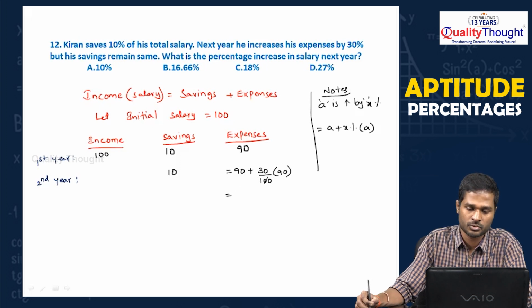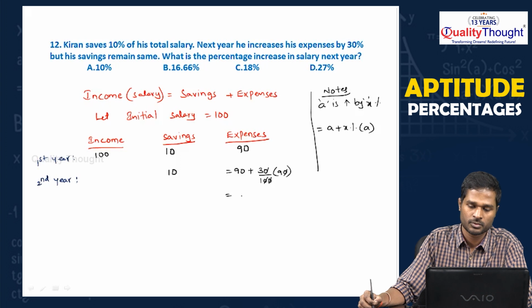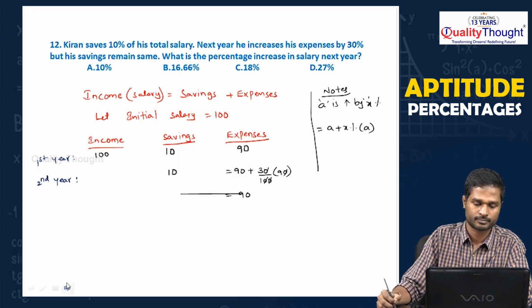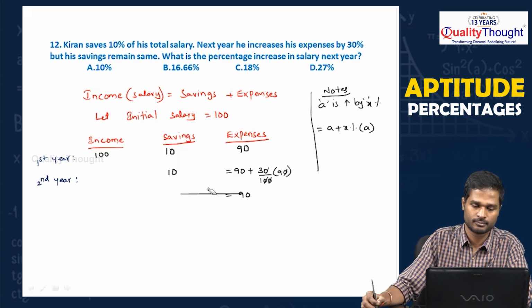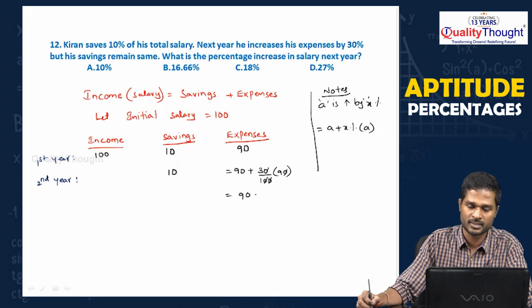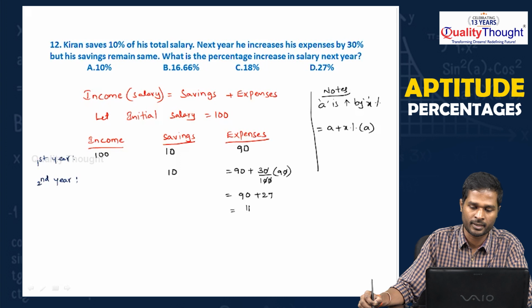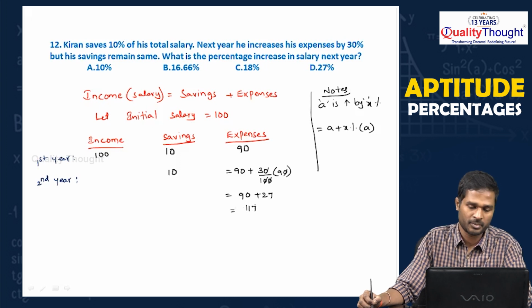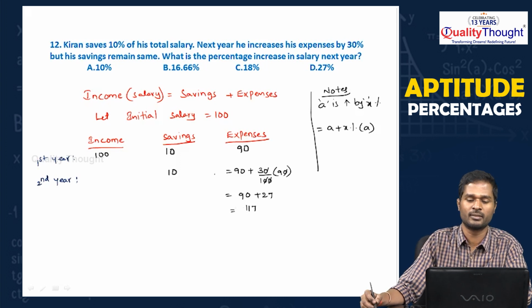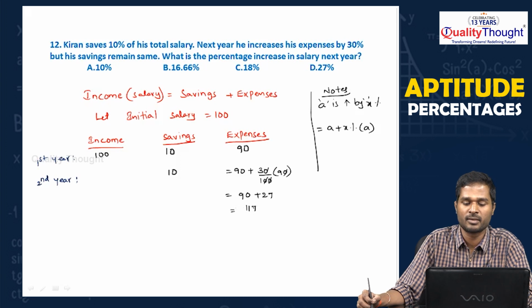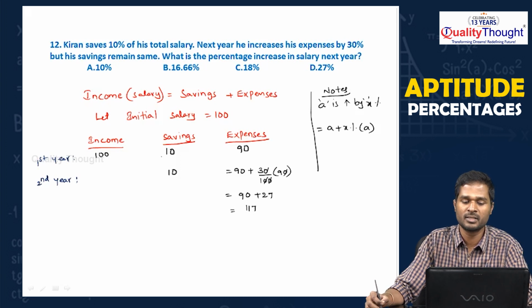So see here, the two zeros will cancel. So this is 90 plus 3 into 9 is 27, which will become 117. So 90 plus 27 is 117. That means the expenses in the second year have become 117, but the savings are the same.